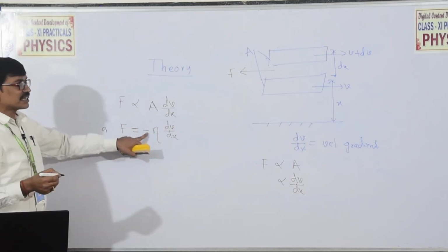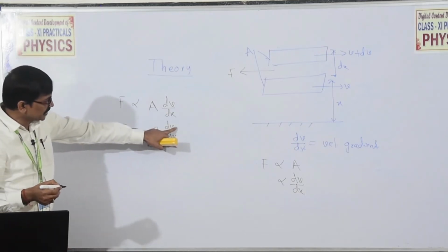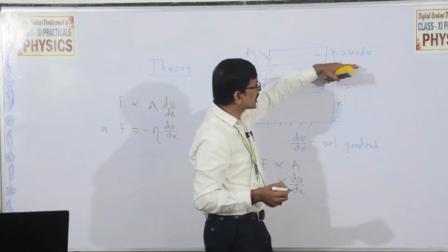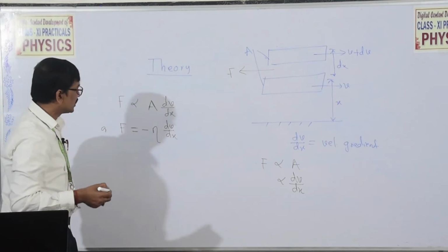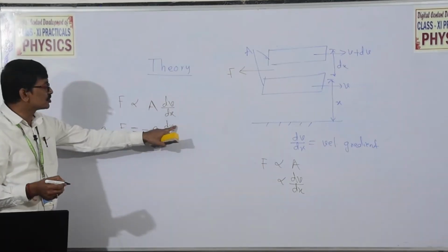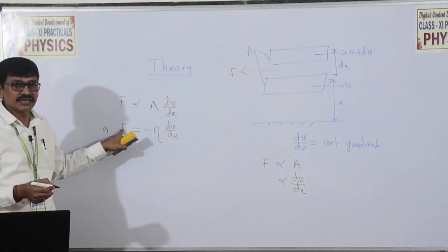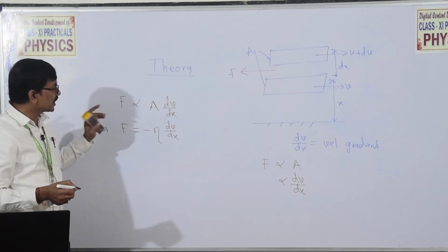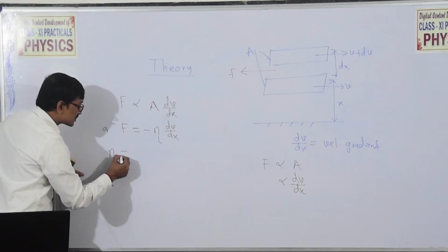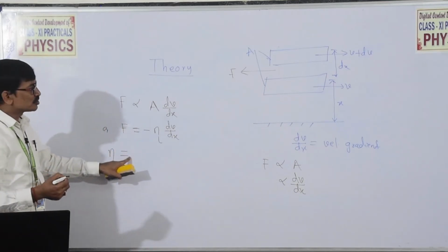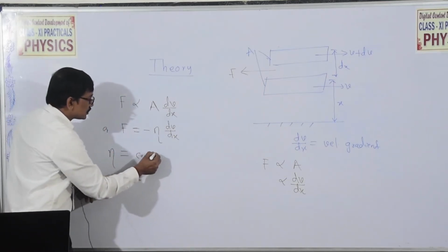What does the negative sign mean here? The velocity is towards the right, but the viscous force is opposite to the motion of the liquid. That's why I take a minus sign. Velocity and force are in opposite directions. Now, what is this proportionality constant? The proportionality constant eta denotes the coefficient of viscosity.